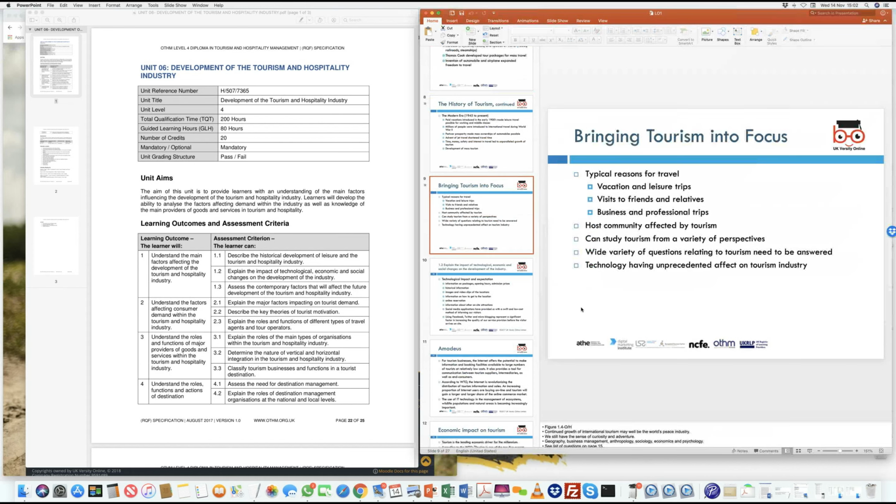Okay, let's look at another aspect. How do we bring tourism into some sort of focus? When I say focus, what I mean here is what are the typical reasons why people want to travel, and that travel is then covered under the definition of tourism in the modern day context. So this tends to be when you take a vacation. When we use the word vacation, we look at visiting friends. We look at leisure trips.